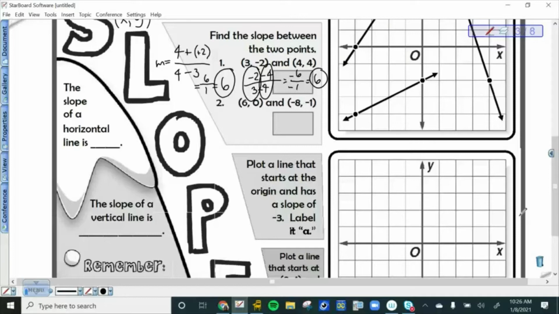All right, raise your hand if you're able to find the slope for number 2. Raise your hand if you got the slope for number 2. I'm in the process of it. Okay.